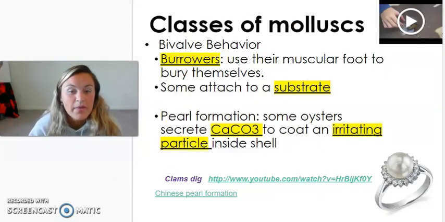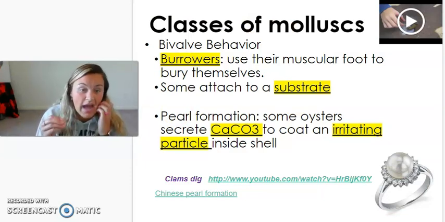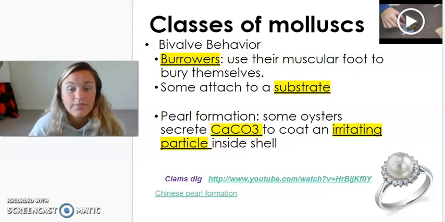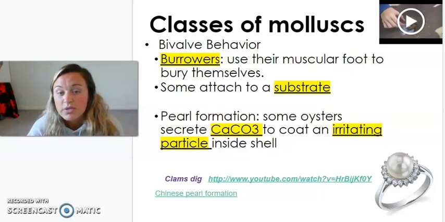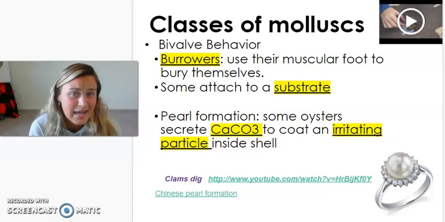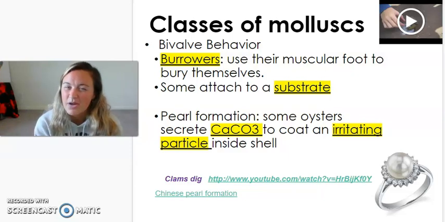All right, so a little bit about bivalve behavior. Bivalves are burrowers, meaning that they are going to use that muscular foot to actually bury themselves in the sand in order to keep safe. And the majority of these do attach to a substrate, but oddly enough, some of them do dig into the sand and kind of stay down there as well. And then scallops can actually swim, which is weird.